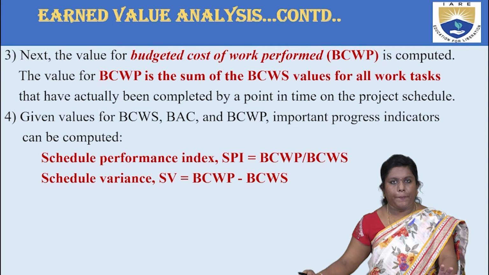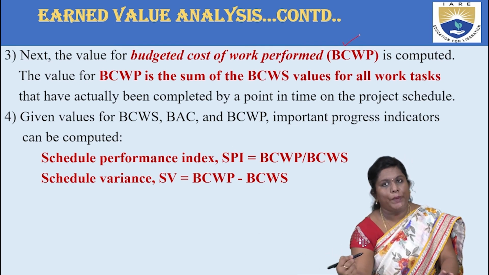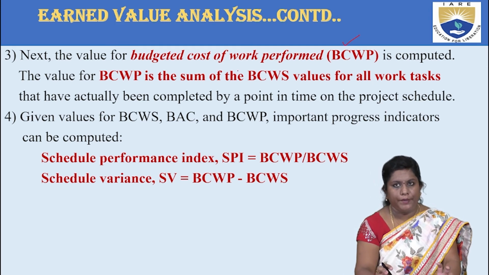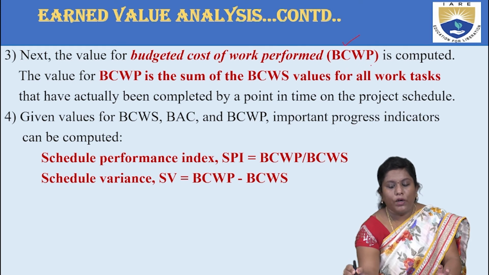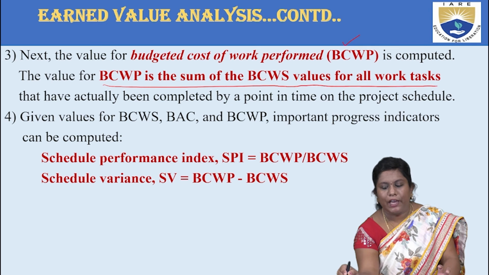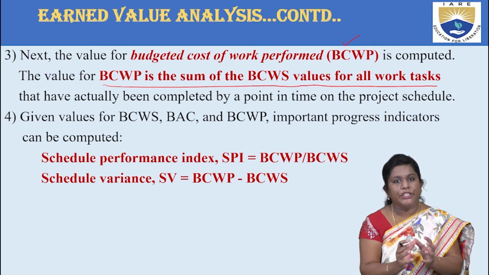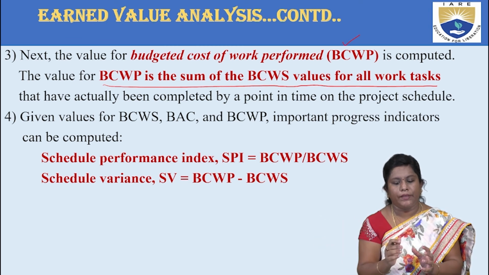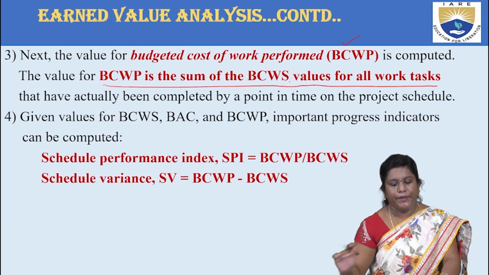that is, summing up each and every individual task. Next, we have BCWP, that is budgeted cost of work performed. So the budgeted cost for the work performed is the sum of all the BCWS values. When will you say that the work performed is achieved? When you are merging each and every individual task together, that is, you are summing up all the work schedules together.